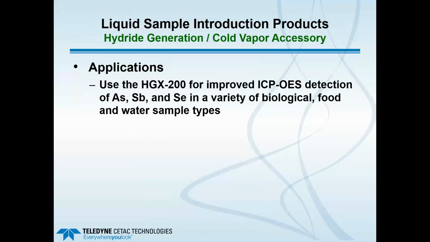So for applications, we're going to use this hydride generation device, the HGX-200, first to show some improved ICP-OES detection of arsenic, antimony, and selenium, and we'll look at this in a variety of biological, food, and water sample types.